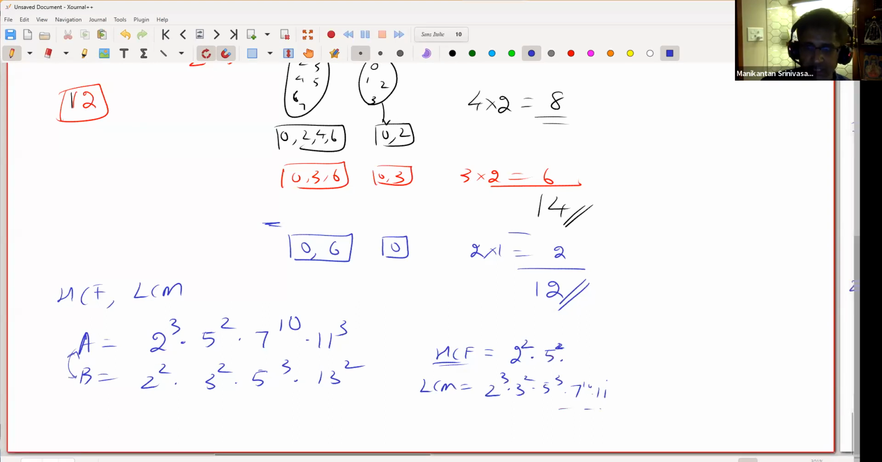Okay, let's continue from here. Maybe by next class, I want to finish the basics of permutation, combination, and probability. And then after that, we can start doing topical questions. Okay, sounds good. Let's stop here.